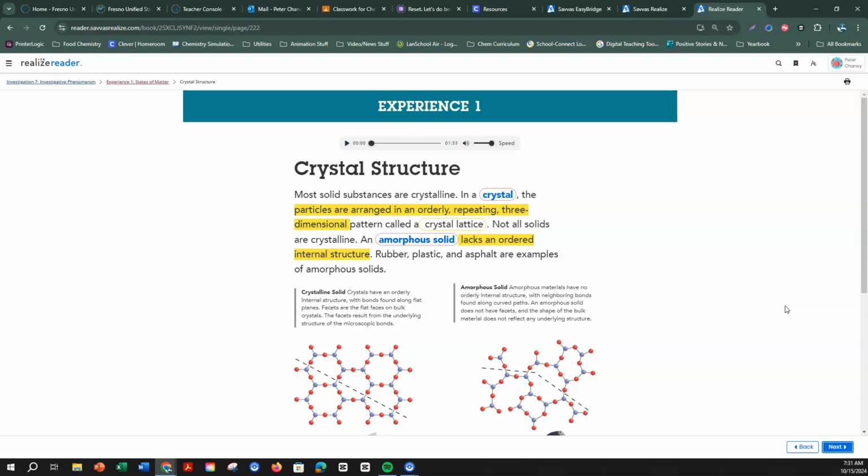Okay, last few words. Crystal. The definition: particles are arranged in an orderly, repeating, and 3-dimensional pattern, and that is called a crystal lattice. Not all solids are crystalline. There is something called an amorphous solid, and that's something that lacks an ordered internal structure. So if you were to look at the components of rubber, plastic, or asphalt, you would see that it doesn't really repeat or have a 3-dimensional pattern, or it's not arranged in an orderly fashion. It lacks order.